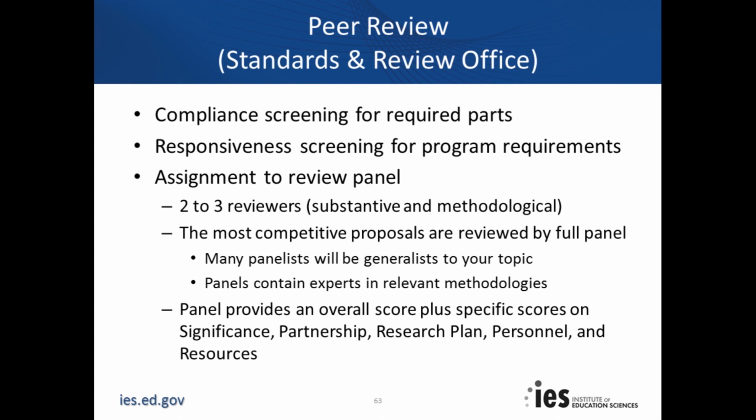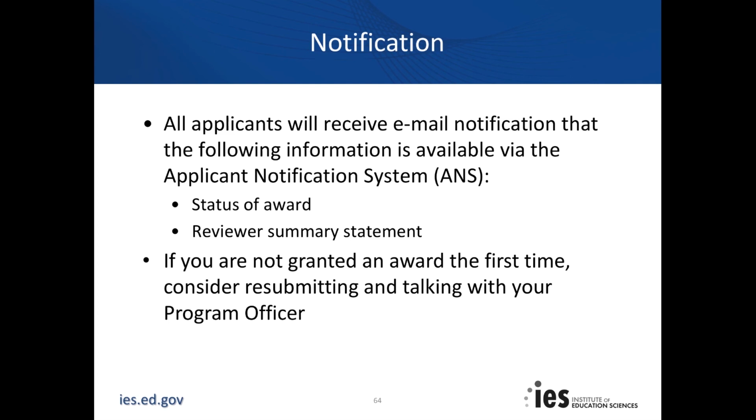As mentioned, you will get a score on each section of your research narrative as well as an overall score on your application. You'll set up an account on the application notification system and then receive an email that the status of your award and the reviewer statements have been posted there. If you do not receive an award the first time, we definitely suggest you talk to your program officer and consider resubmitting, as the majority of grants provided go to resubmissions.